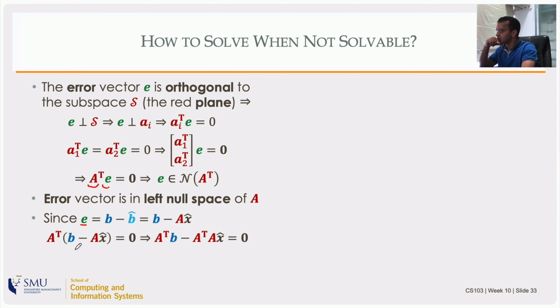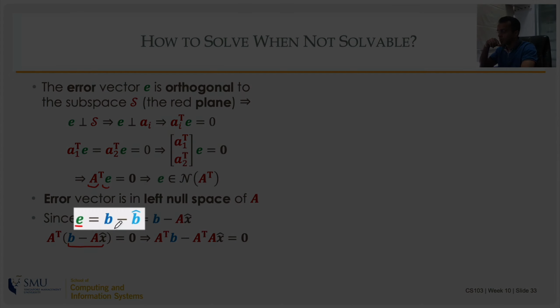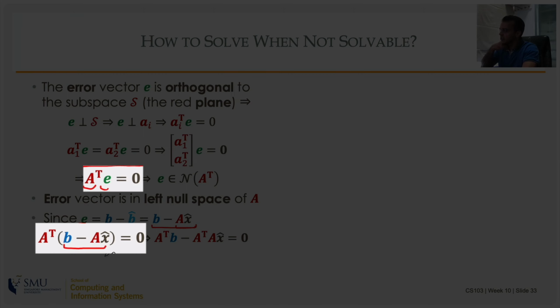Since E is in the left null space, and also because E is B minus B hat, which is B minus A times x hat, this is the error, and A transpose times E is equal to 0 as you have here. So A transpose times (B minus A x hat) is equal to 0.